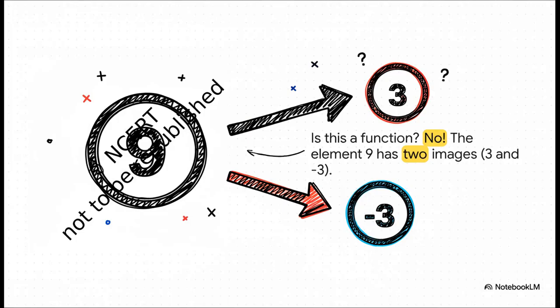Got it? So let's look at a rule breaker. This diagram is a perfect example of what is not a function. Look closely at the number 9. See how there are two arrows coming out of it? It's pointing to 3 and it's pointing to -3. It's trying to have two partners. This breaks our second rule, right? One input cannot have two different outputs. So this relation, sorry, you are not a function. It's as simple as that.